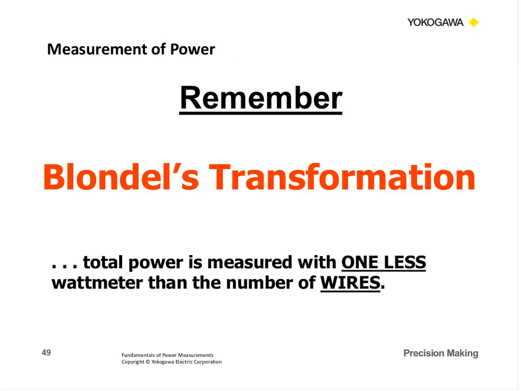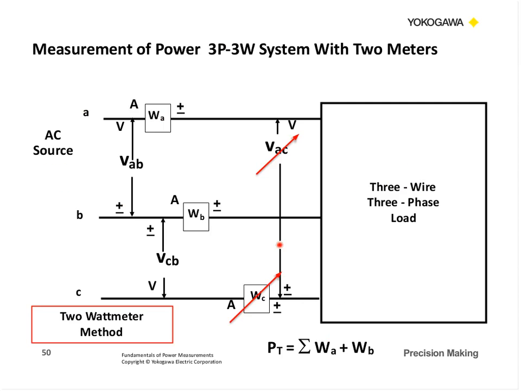But remember, what did Blondel tell us? Total power is measured with one less wattmeter than the number of wires. So all we need to do is put in two wattmeters. I don't need this third wattmeter necessarily to measure total power.